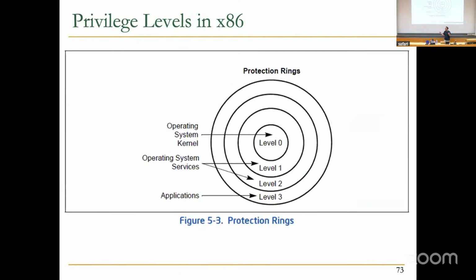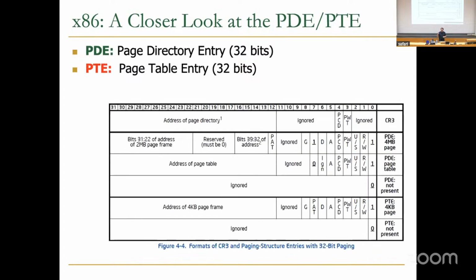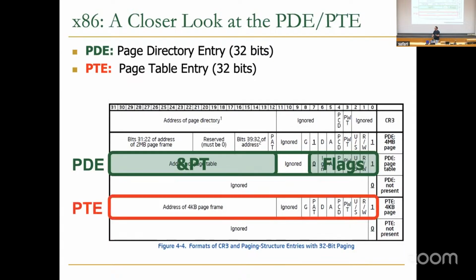There are multiple privilege levels in x86 which we encode using the access protection bits. I'm not going to go deep into this. The two most important ones are level 3 and level 0. Either the operating system can do stuff or the user space, our programs, can do stuff. If we take a closer look at the page directory entry and the page table entry, this is in 32-bit systems where we have a two-level page table. We have the PDE, which is the first level, and the PTE, which is the second level. Using the first level, we can encode permissions for a larger number of memory pages, and using the last level, we can encode permissions for a smaller number of pages.